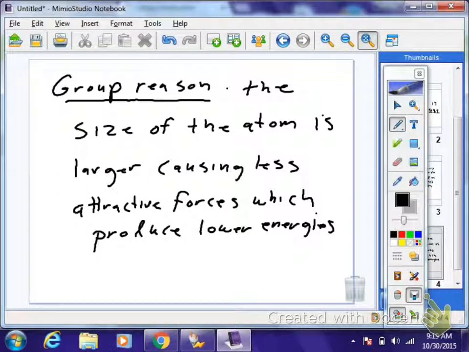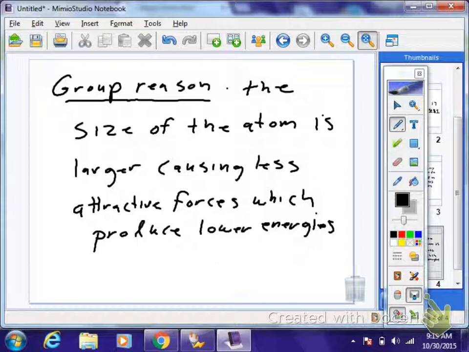So the atom's larger when that electron's added. There's less attractive force, and because of that, we'll have a production of a lower amount of energy that's given off. Okay? You guys go ahead and write down your trends for electronegativity.